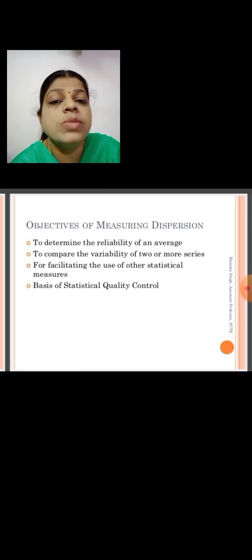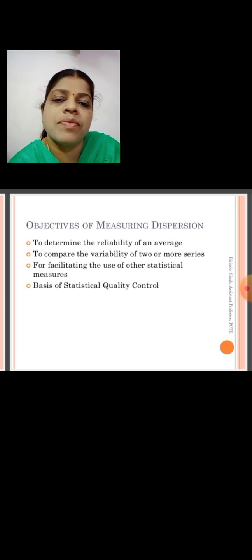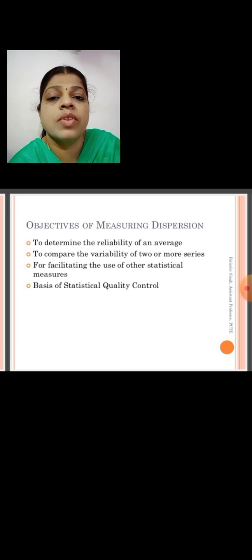Then, what are the objectives of measuring dispersion? First of all, to determine the reliability of an average. The next one is to compare the variability of two or more series. Then, for facilitating the use of other statistical measures. And the basis of statistical quality control. So these are the various objectives of measuring dispersion.